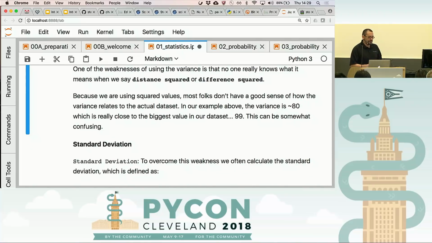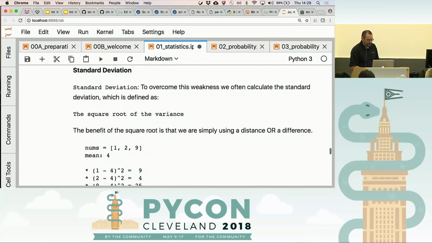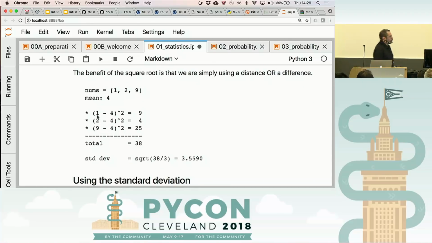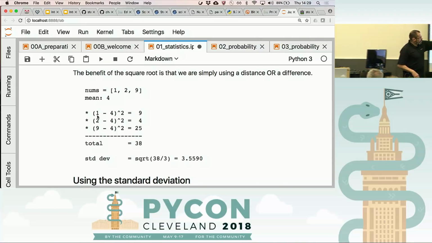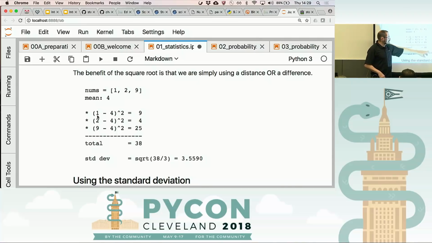Because no one gets a sense, some folks thought this through and asked, is there maybe a better way? Standard deviation is a potentially better way, and I'll show you some examples of why. To get the standard deviation, you calculate the variance, and then all you do is take the square root of it. It's pretty straightforward. So I calculate the variance the same way, I get 38, divide that by the total number of items, I get 12.6, and I take the square root of that, and I get 3.55.